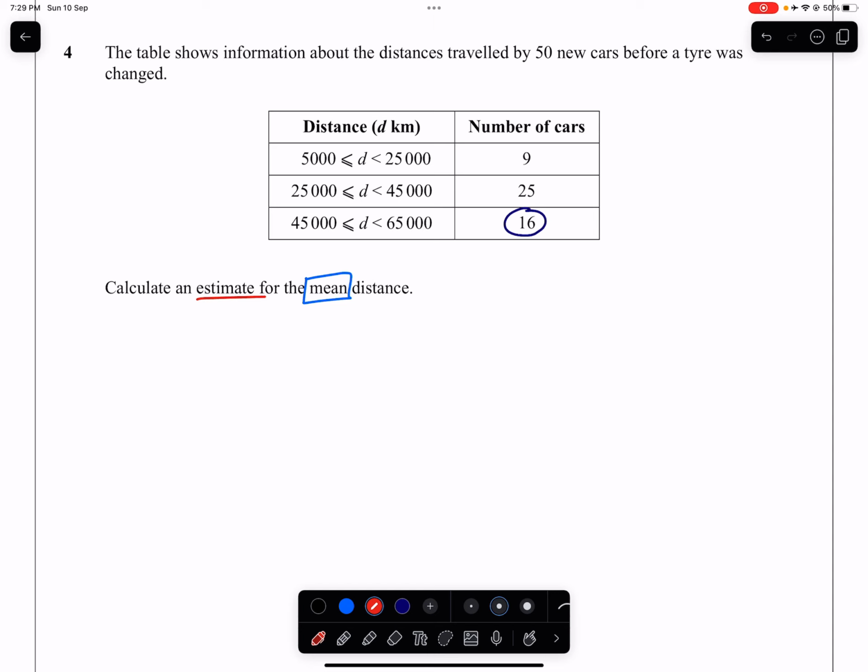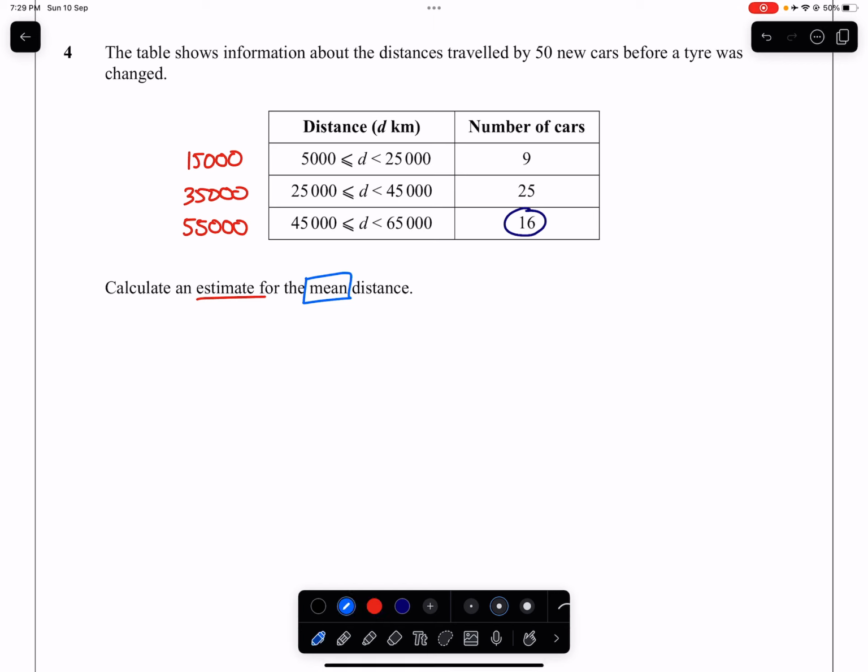So by estimate, the fact that we've been given this grouped frequency table, we assume the midpoint or the middle of each group in our calculation. So if we know this group is between 5,000 and 25,000, then we're going to go for the middle, which is 15,000. The middle of 25,000 and 45,000 is 35,000 kilometres. And the middle of 45,000 and 65,000 is 55,000.